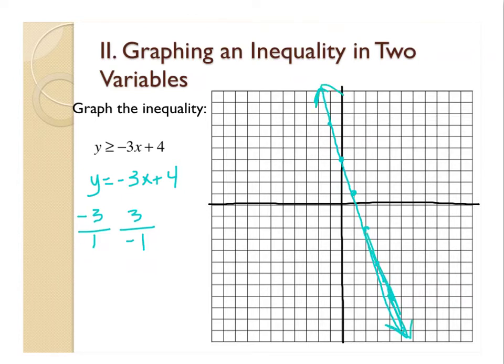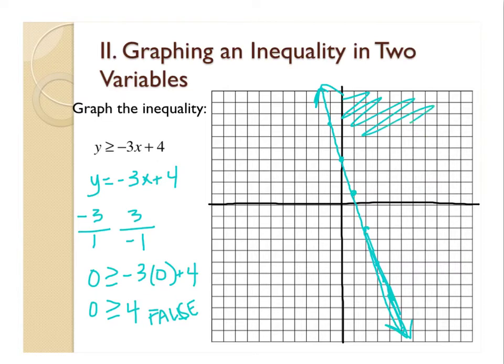Okay. Test out (0, 0). Alright, 0 is greater than or equal to negative 3 times 0 plus 4. So 0 is greater than or equal to 4. That is false. So, if that's false, then (0, 0) is not in my solution set. It's got to be the other side, and that's the side that we shade. And that's how we graph a linear inequality in 2 variables.